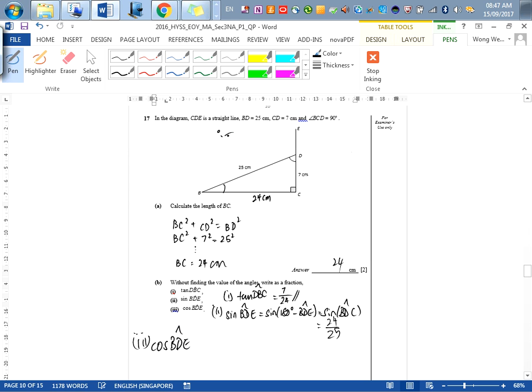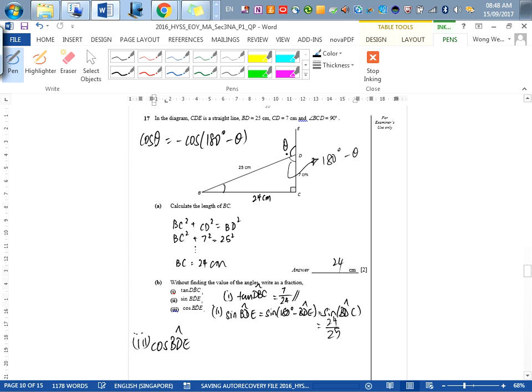Where is my cosine of BDE? BDE, it's the same angle again. Let's call this theta. Cosine theta is also equal to negative cosine of 180 degrees minus theta. This is the next thing they are testing you. And I want cosine of this angle. Over here, we again have 180 degrees minus theta because adjacent angles on a straight line have a sum of 180 degrees.